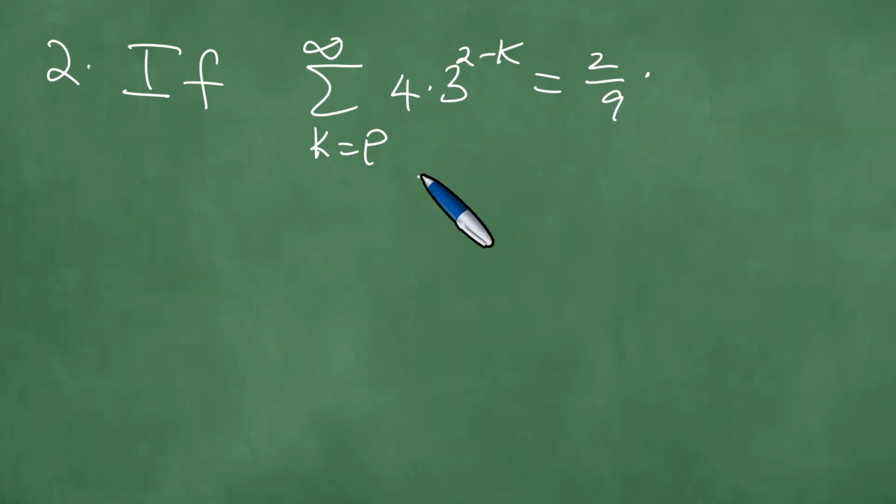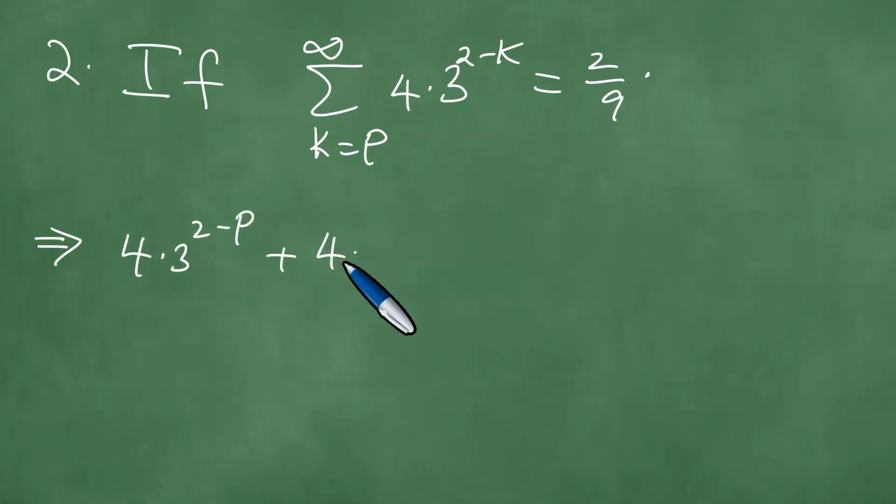So if k equals p, let's write out the first terms here. When k equals p, you substitute p in the place of k. So it's going to be 4 times 3 to the power 2 minus p, plus 4 times 3 to the power... You start from p, then the next one is p plus 1, and so on.